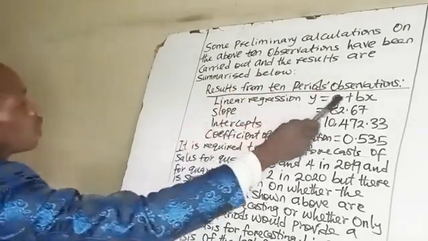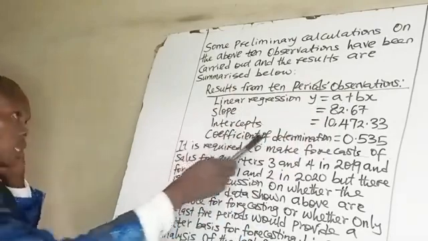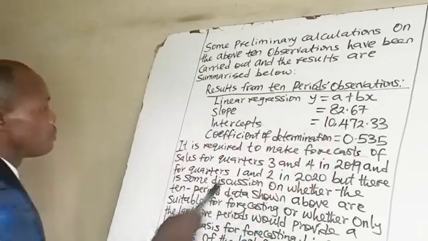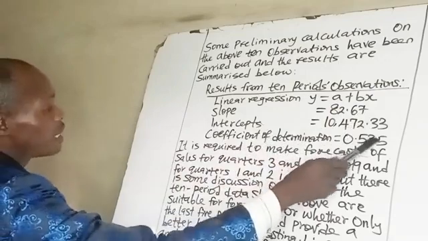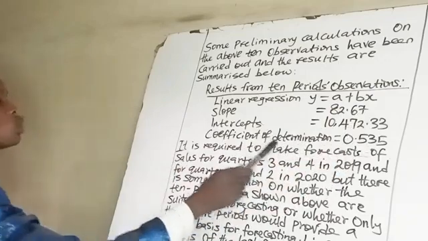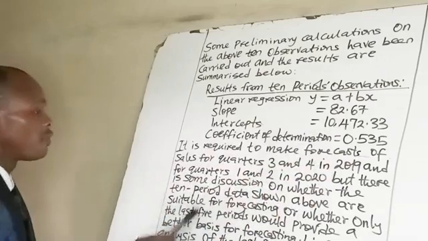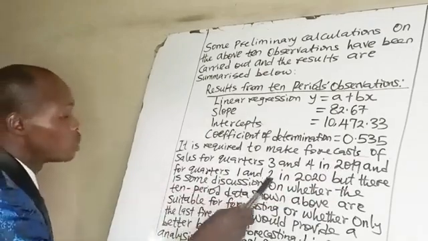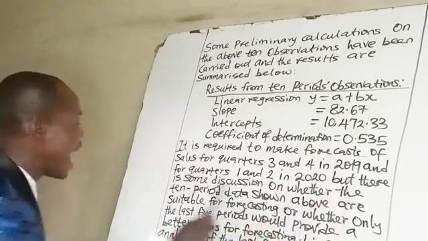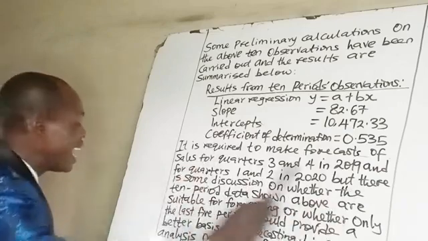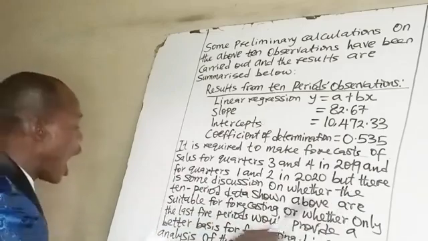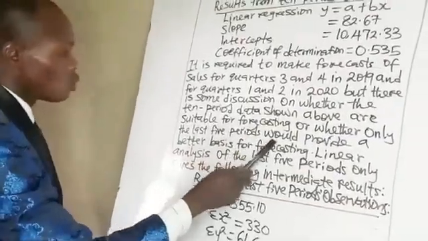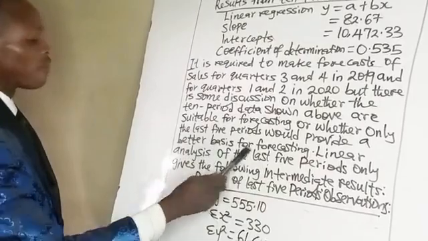Linear regression, we have y equals a plus bx. The slope is 82.67, the intercept is 10,472.33, and the coefficient of determination is 0.535. It is required to make forecasts of sales for quarters 3 and 4 in 2019 and for quarters 1 and 2 in 2020. But there is some discussion on whether the 10-period data shown above are suitable for forecasting, or whether only the last 5 periods would provide a better basis for forecasting.